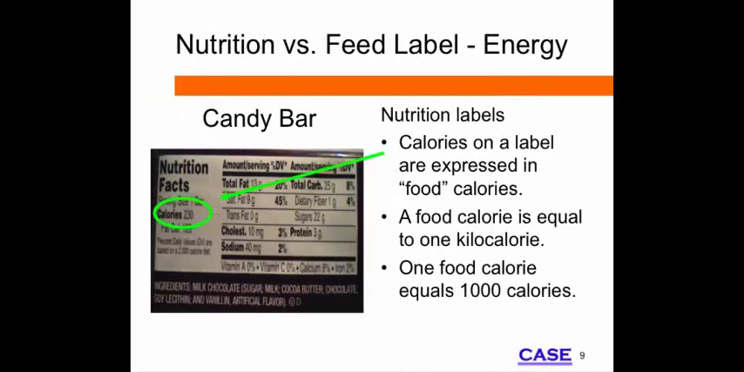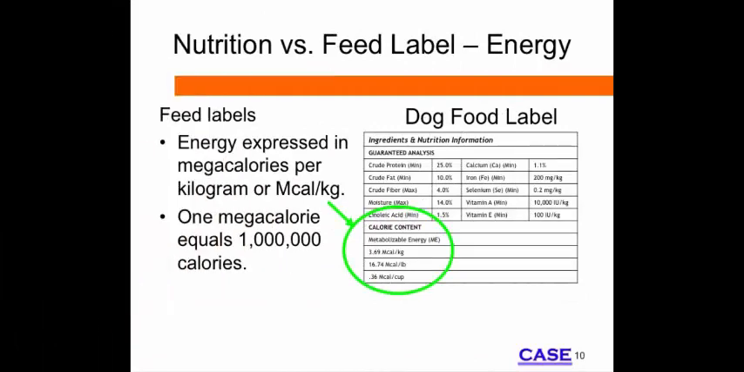Products for human consumption use calories as a measure of energy in the food. The food calorie is actually 1,000 calories or a kilocalorie. The amount of calories is based on the serving size of the food. Animal feeds use megacalories per kilogram as the unit of measurement for energy. 1 megacalorie equals 1 million calories.